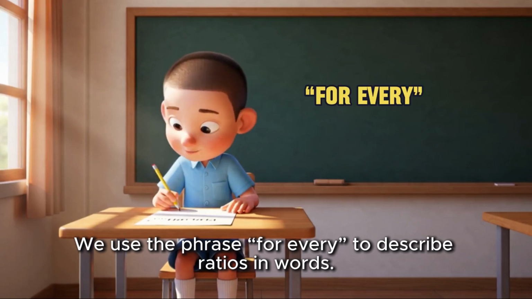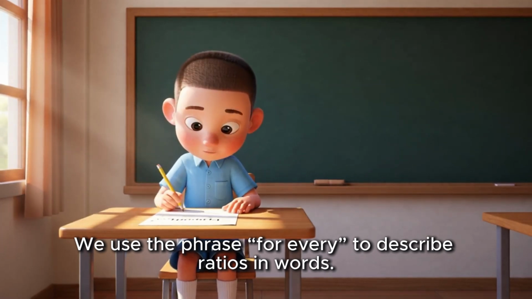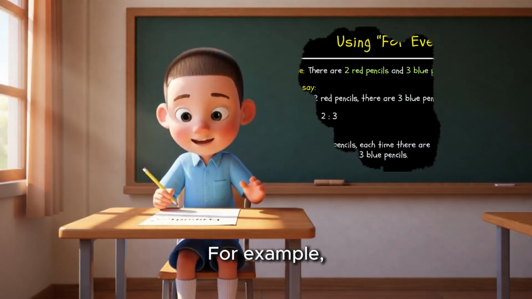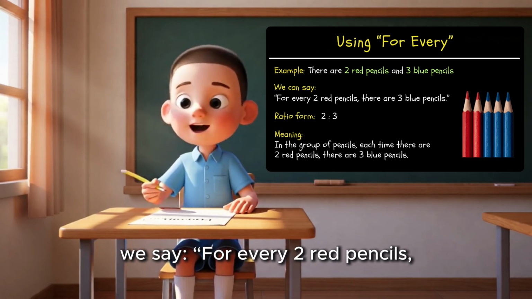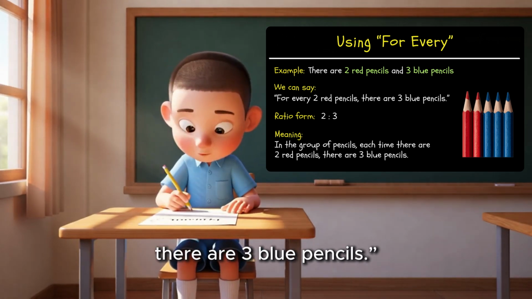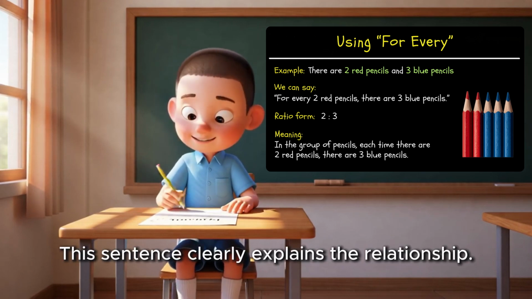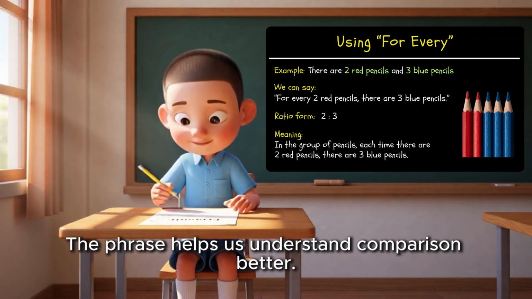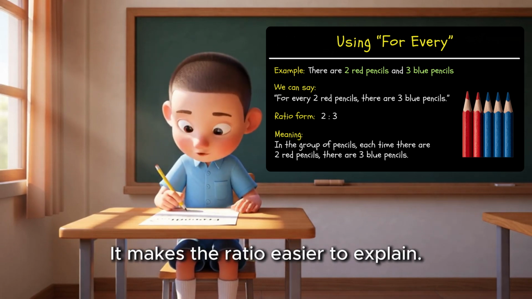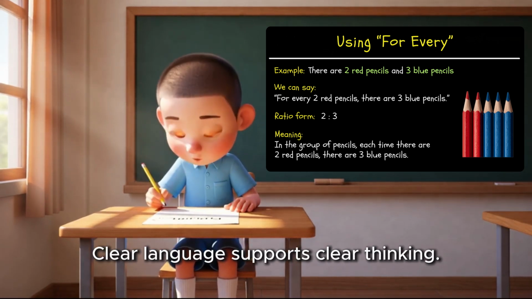We use the phrase for every to describe ratios in words. For example, if there are 2 red pencils and 3 blue pencils, we say, for every 2 red pencils, there are 3 blue pencils. This sentence clearly explains the relationship. The phrase helps us understand comparison better. It makes the ratio easier to explain. Clear language supports clear thinking.